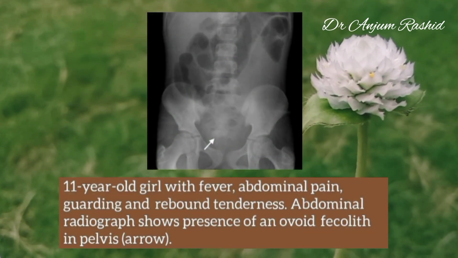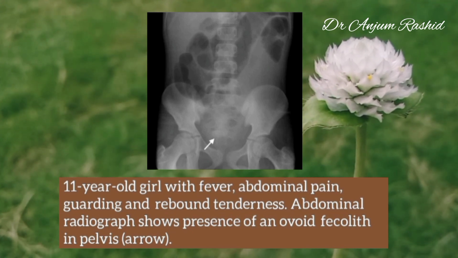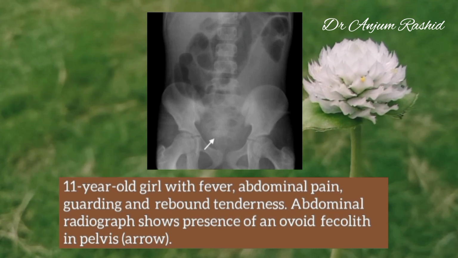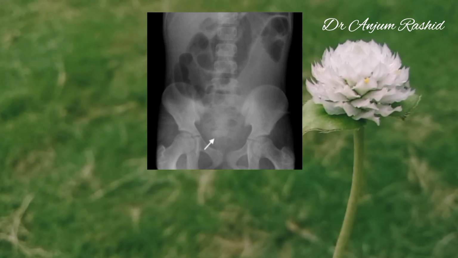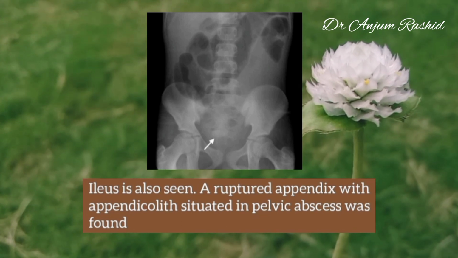Now, 11-year-old girl with history of fever, abdominal pain, guarding and rebound tenderness. Abdominal radiographs show presence of an ovoid fecolith in the pelvis. Ileus is also seen. A ruptured appendix and pelvic abscess was found on surgery.